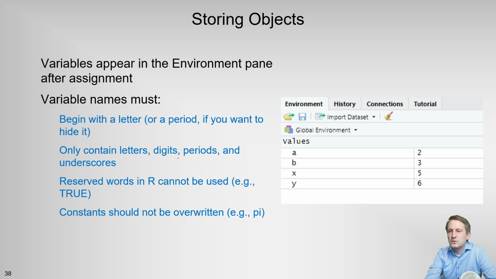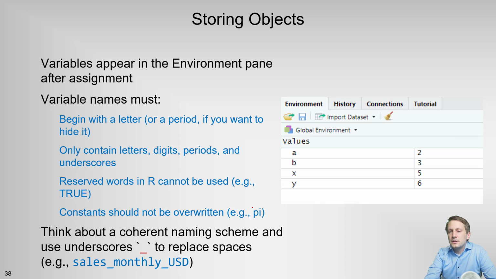And I recommend using underscores. They're readable and allow you to have very telling variable names. There are certain reserved words like TRUE, and you cannot assign anything to TRUE because it's reserved. However, constants such as pi can be overwritten, but please don't.